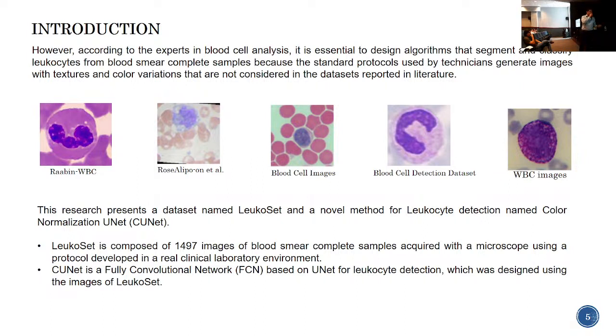So in this paper, we present LeukoSet and a novel method for leukocyte detection named color normalization unit called QNet. LeukoSet is composed of 1,497 images of blood smear samples acquired with a microscope using a protocol developed in a real clinical laboratory environment. And QNet is a fully convolutional network based on U-Net for leukocyte detection.